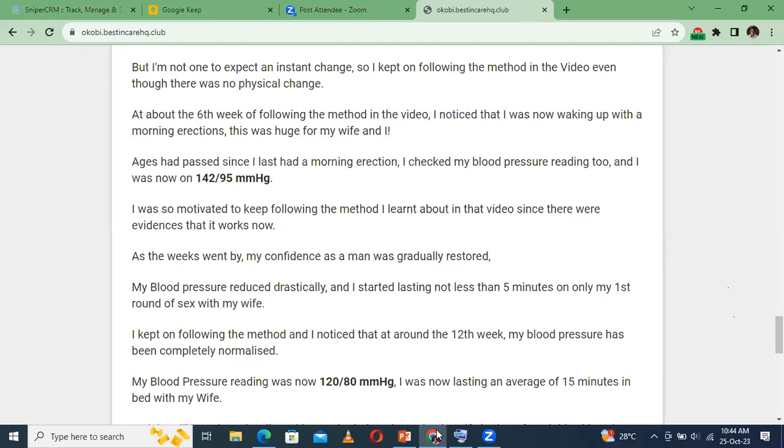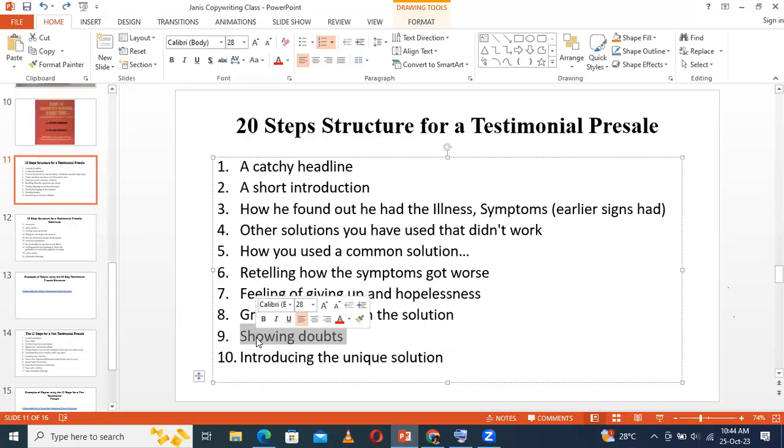So if you notice here, I skipped showing doubts, and I justified it with the fact that he's not somebody to expect instant results. As I told you, this structure is just for you. It's just a guideline, not a rule that you must follow in total. You can still be very flexible with it. So that's why I decided to skip showing doubt. So let's go on.